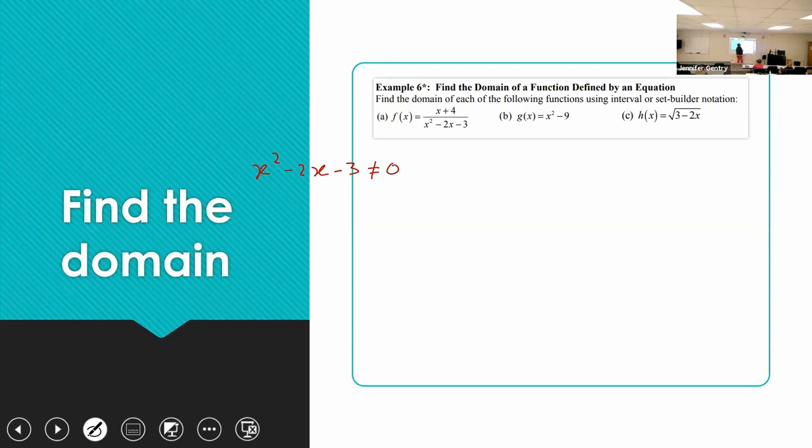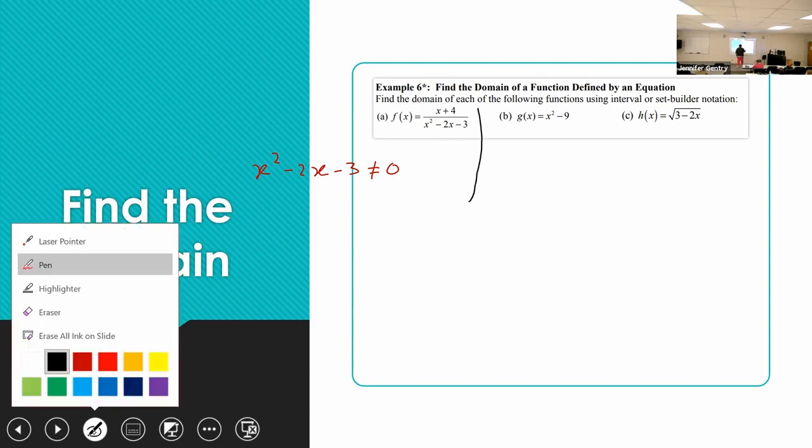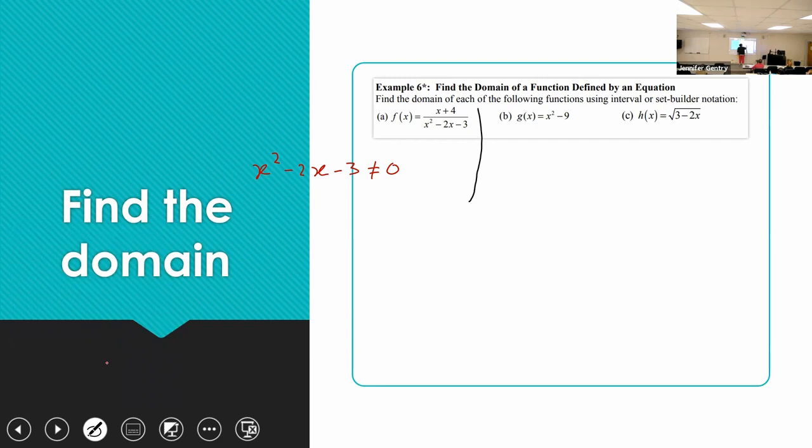B, g of x equals x squared minus 9. We start out with everything. Do I have a denominator here? No. Do I have a square root here? No. So what am I left with? All real numbers. Okay? So if I'm using interval notation, negative infinity to infinity. Okay, that's everything, right?